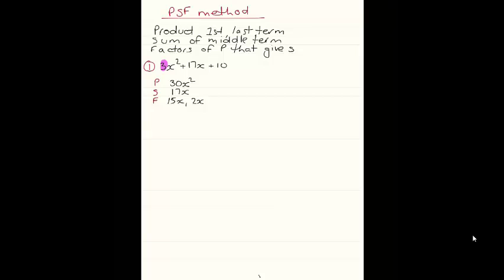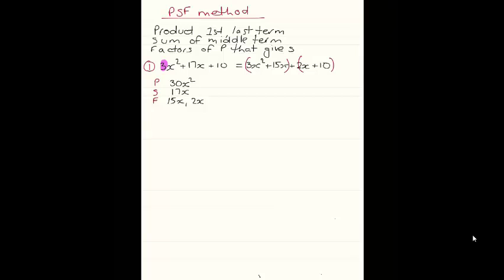Once you've got those factors, you then rewrite your initial trinomial. So 3x squared plus 17x plus 10, we then break the 17x up into the 15x and 2x because they're the factors that we need in order to factorize this trinomial. So we now have 3x squared plus 15x plus 2x plus 10. It means the same thing, we haven't changed it, we've just split the middle term up. And what that allows us to do is then factorize by grouping our trinomial in pairs.